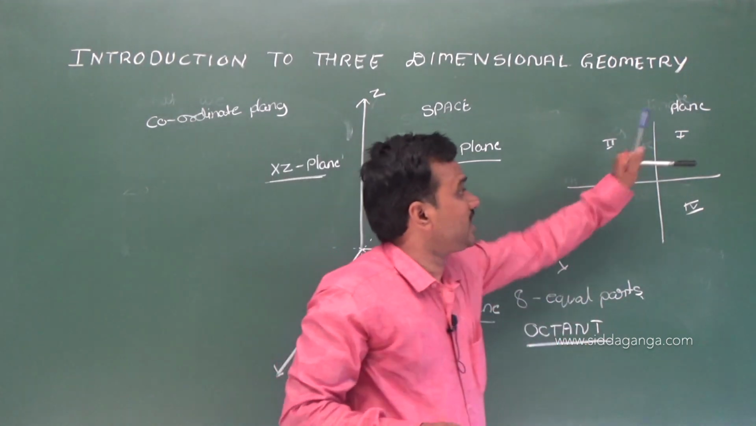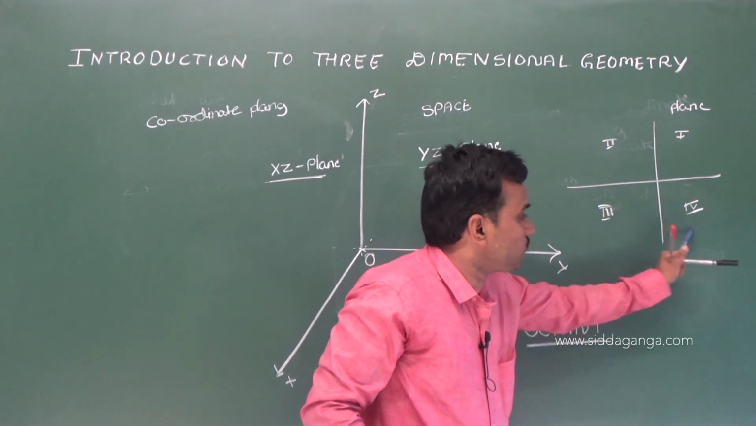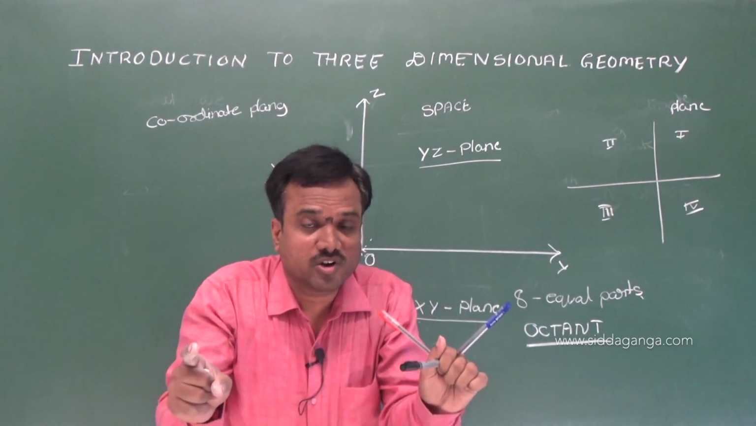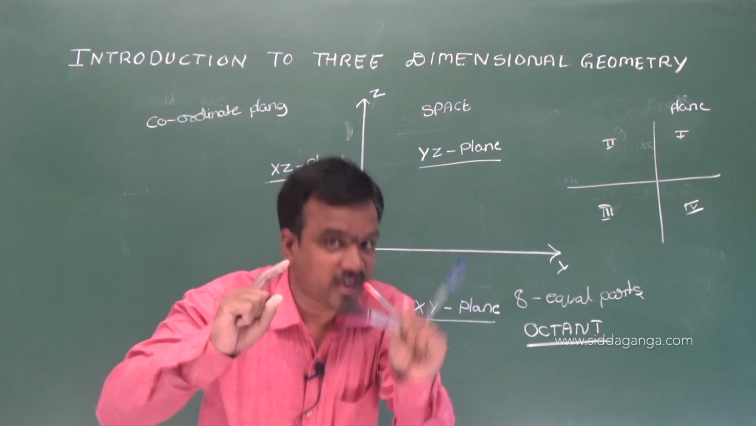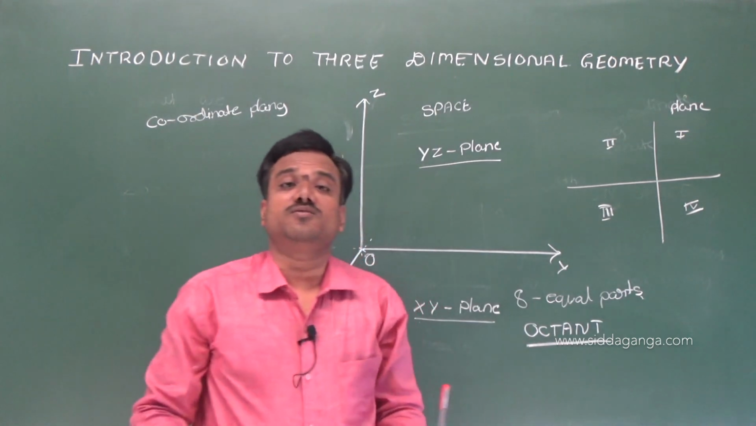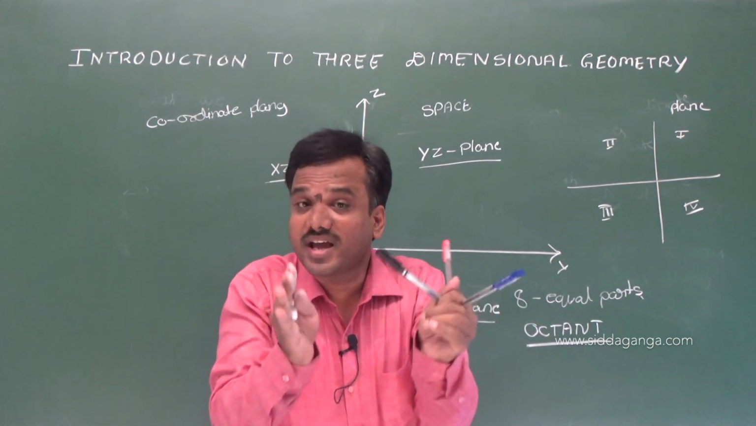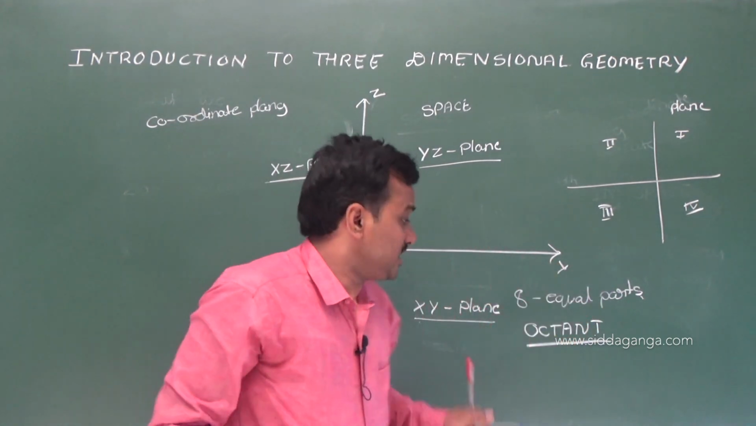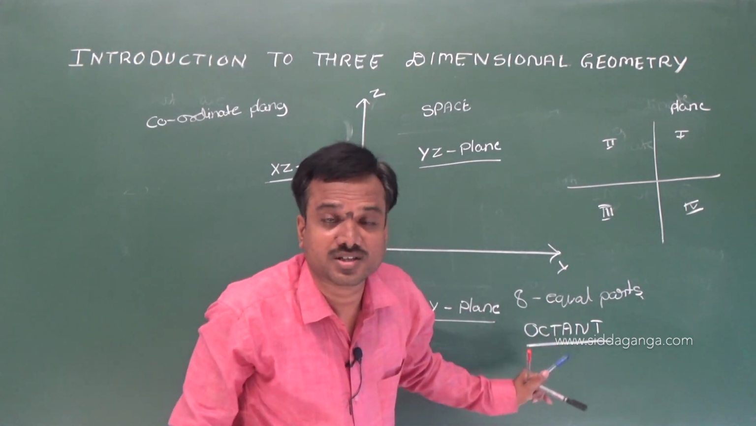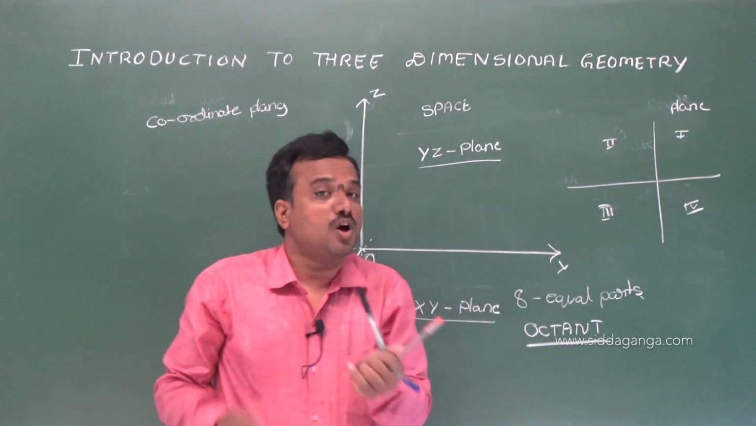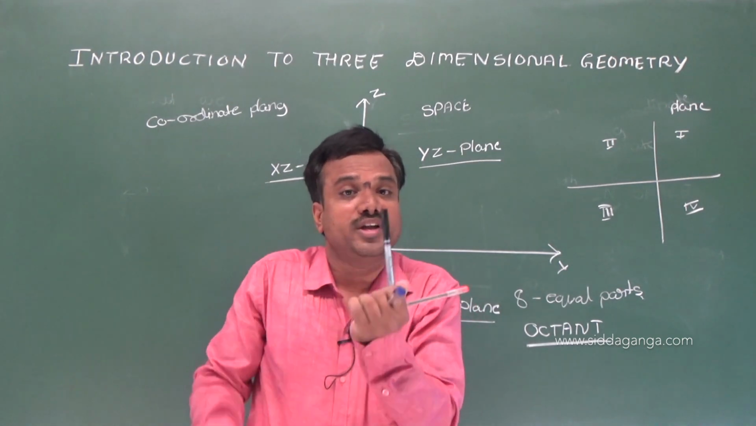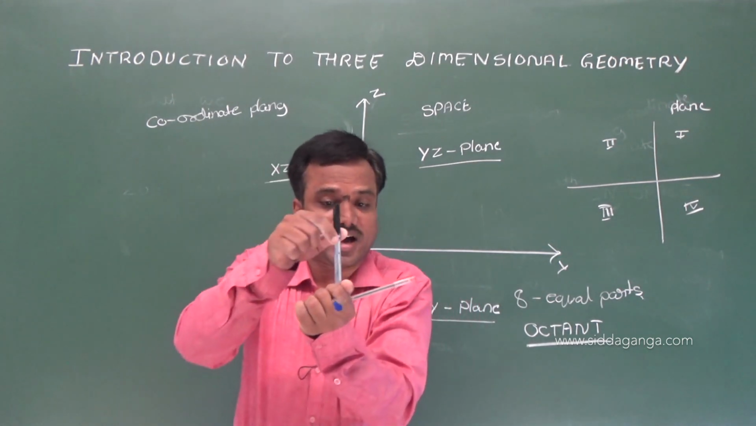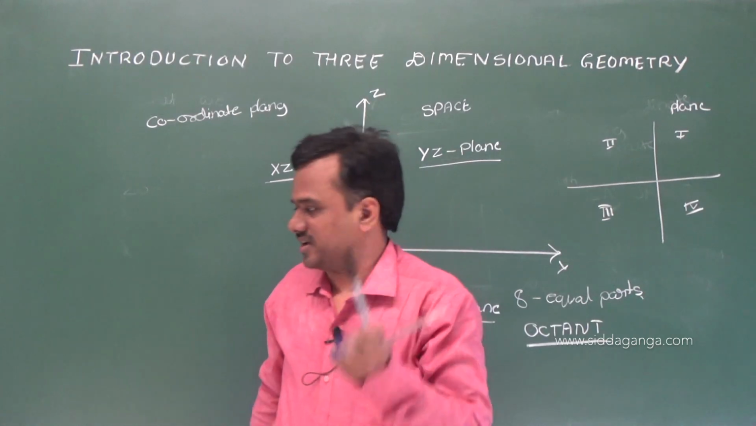What we see in the plane, the plane is divided into 4 parts. Each part we call a quadrant. Same way, the space is divided into how many parts? 8 equal parts. Each part we call what? Octant. Sir, how will it be divided into 8 equal parts? I will explain by using these three pens. Observe here.